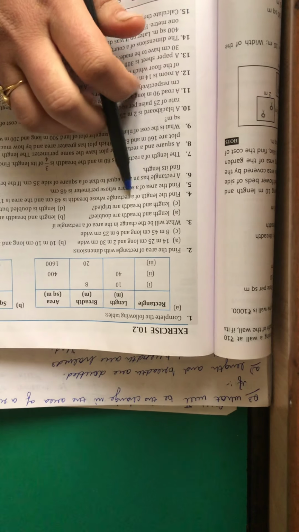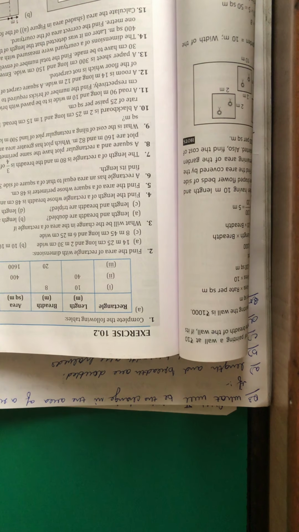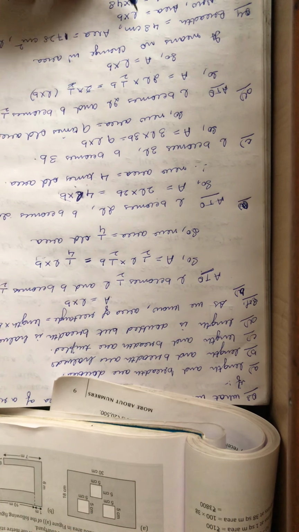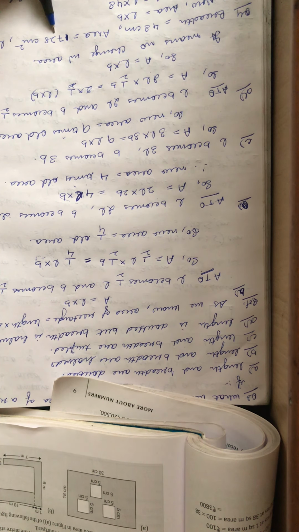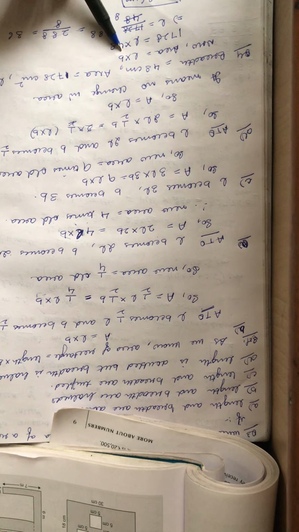Question number 4 is, find the length of a rectangle whose breadth is 48 centimeter and area is 1728 square centimeter. Now breadth is 48, area is 1728 centimeter square. You have to find the length. We know area of rectangle is length into breadth.